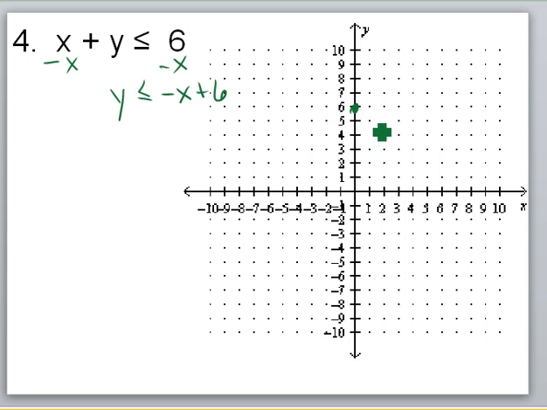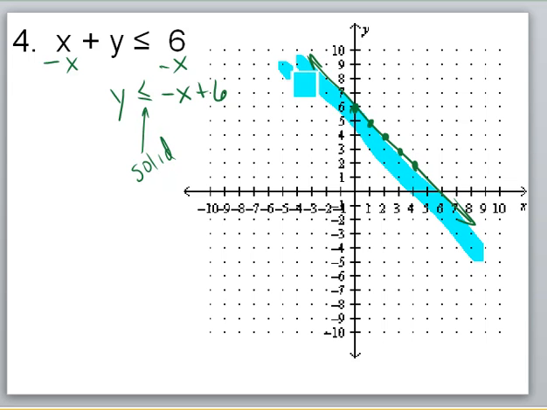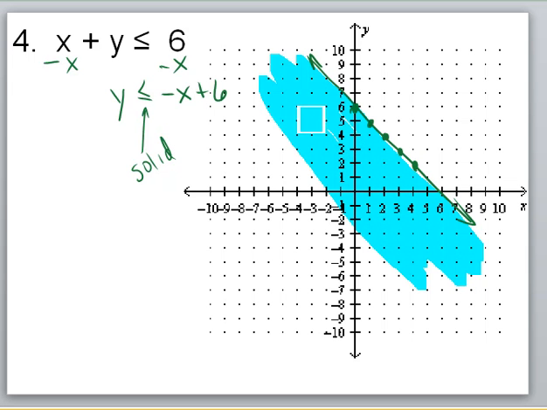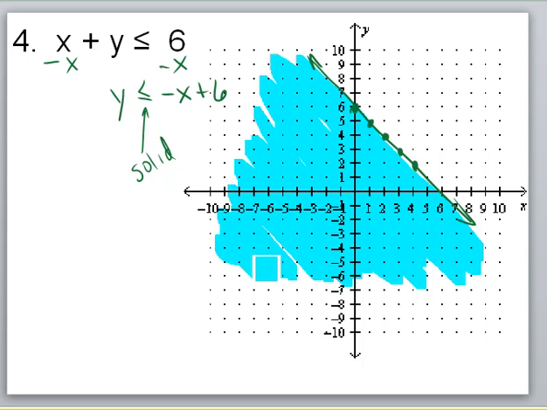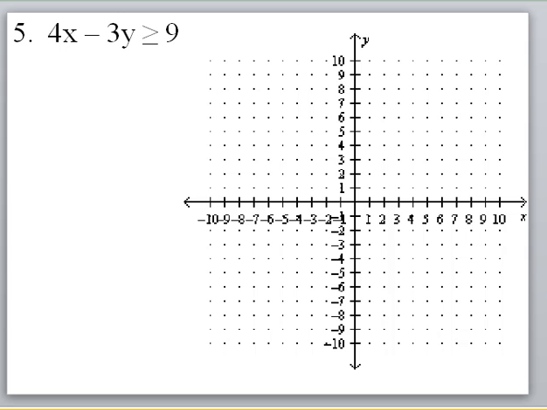So I'm going to go down one to the right one, down one to the right one, down one to the right one. This is my negative slope. You can see it's negative because it's going down. I need a solid line because it says less than or equal to, so I'll use a solid line. It's less than, since I have my equation, solve for y, I should say, that I could just shade below the line because that will work as long as the y is by itself.